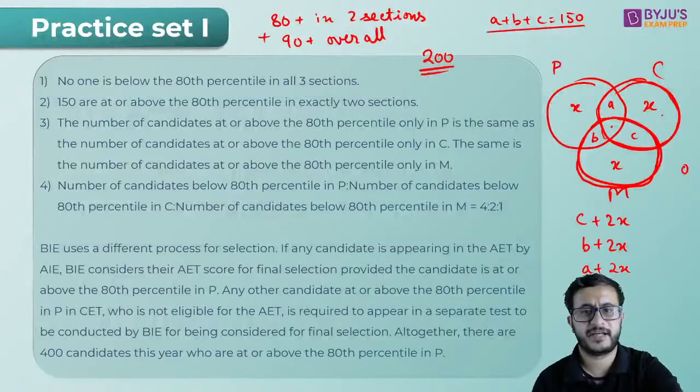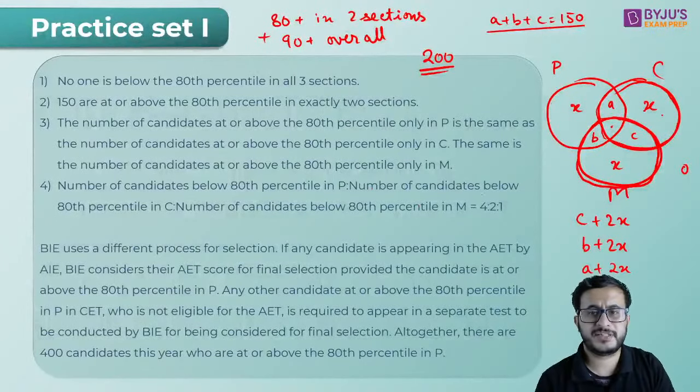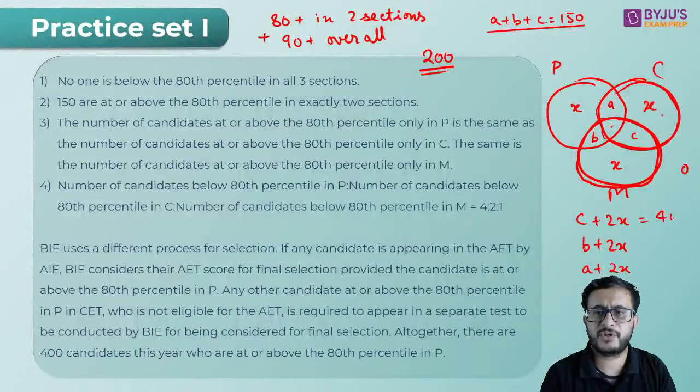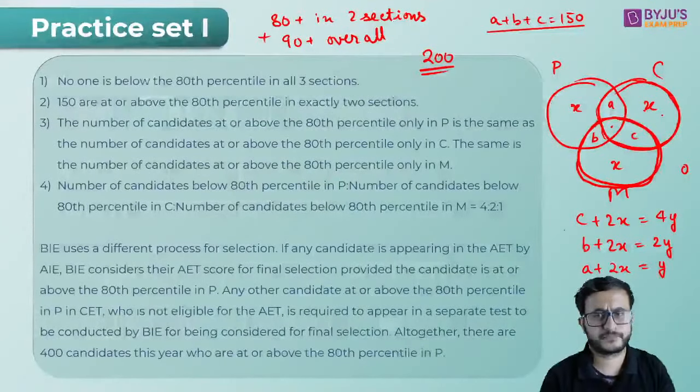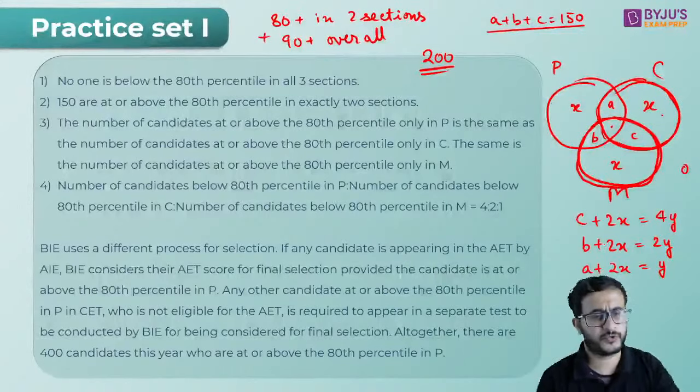Now the next thing that we have to do is the ratio is given as 4:2:1. So let us say that is equal to 4y. Okay, this is equal to 2y. This is equal to y. Okay, because 4:2:1.